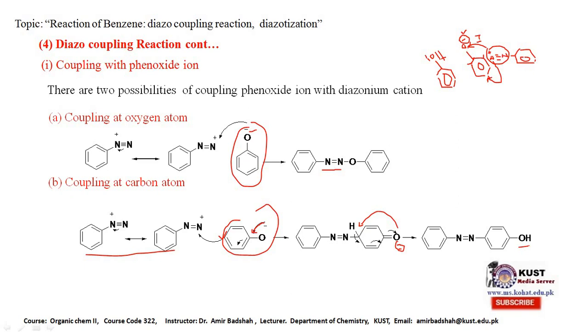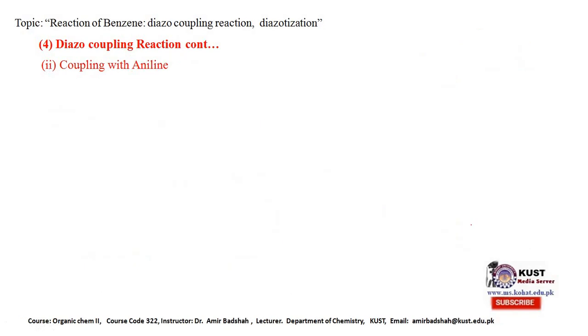So the coupling at carbon takes place, and this group is called the azo group. This group is a very important group, especially used in the color industries at a very alarming rate. Second, it also reacts with aniline.